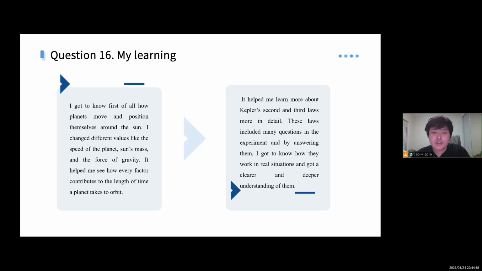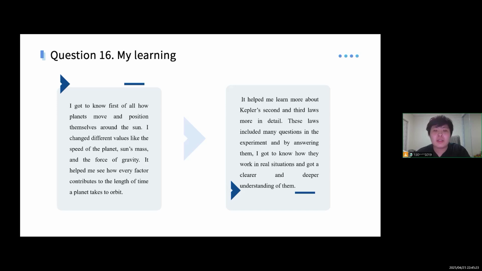I got to know, first of all, how planets move and position themselves around the Sun. I changed different values like the speed of the planet, the Sun's mass, and the force of gravity. It helped me see how every factor contributes to the length of time a planet takes to orbit.